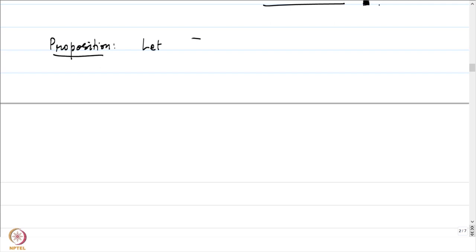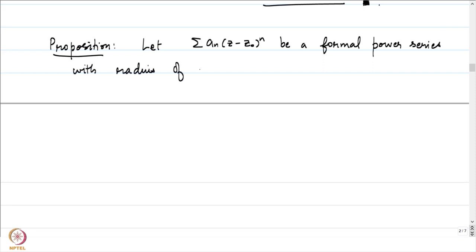Let the summation a_n (z minus z_0)^n be a formal power series with radius of convergence R. Further, let us assume that a_n is non-zero for n sufficiently large.